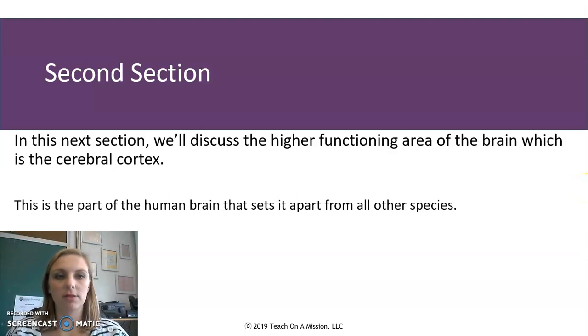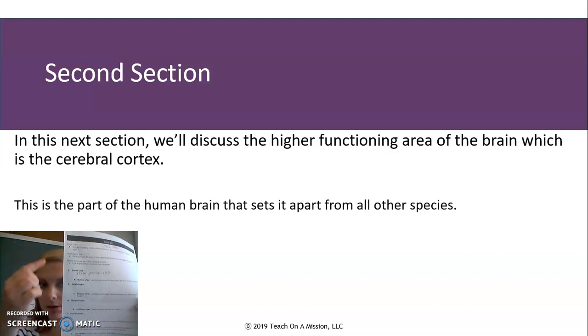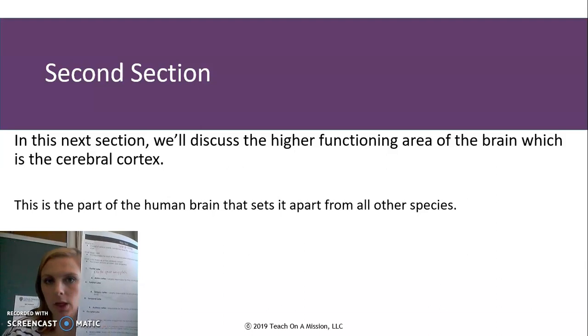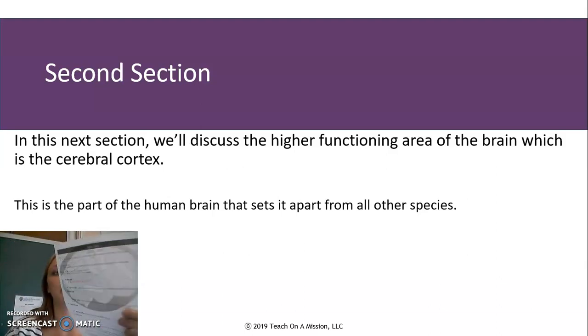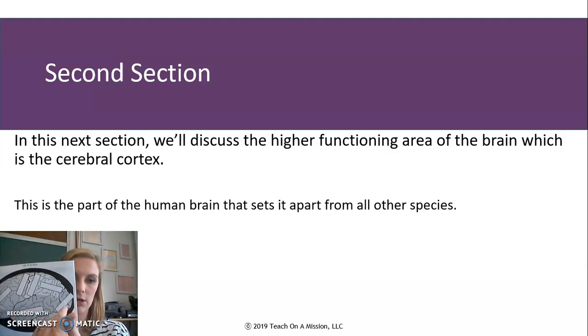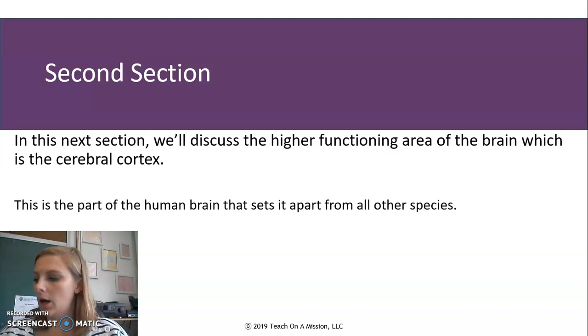Okay, let's move along with our second section of notes for the brain. Your notes should look like this. You're going to have some information about the different parts of the brain that we're going to be talking about, but then also on the back is a diagram that you're going to have to fill in on your own.